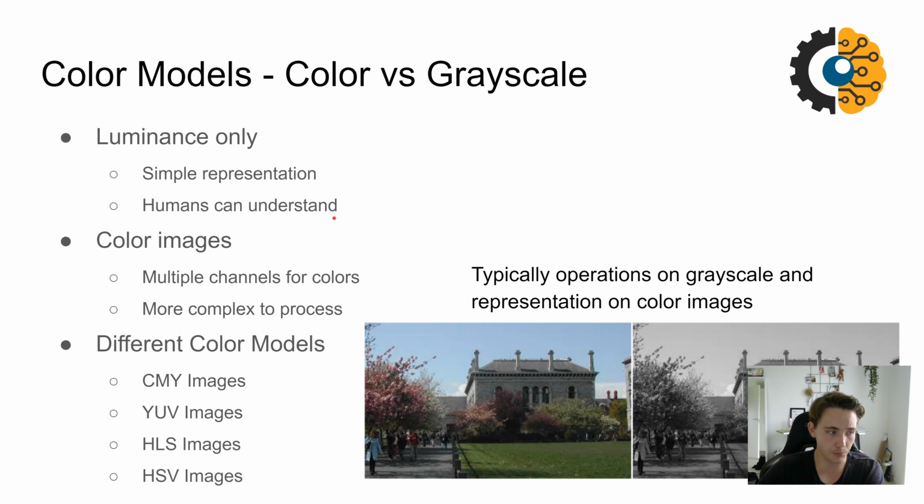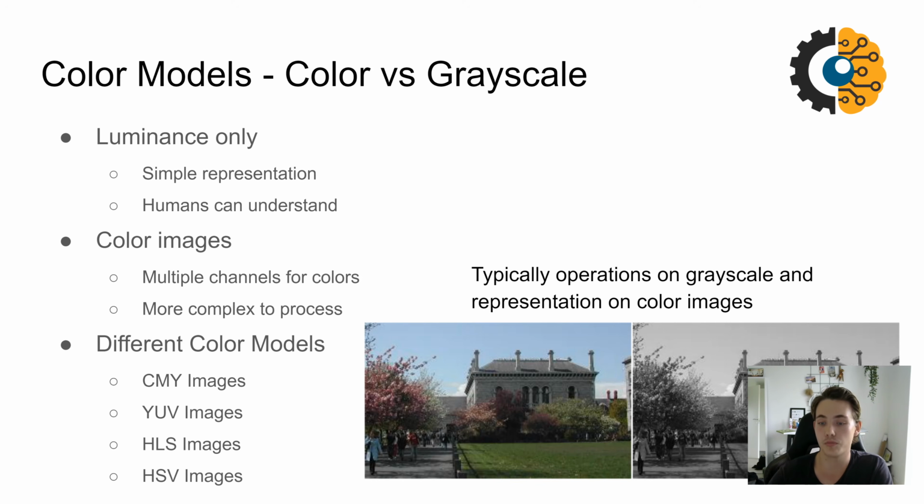Then in computer vision, we have different kinds of color models, and as I talked about, we can have color and grayscale, where in grayscale we have the luminance only. So it's a simple representation, but humans and computers can still understand the image at a really high level. So when we're doing our operations, we typically convert our image to grayscale and then do our operations and calculations on that grayscale image.